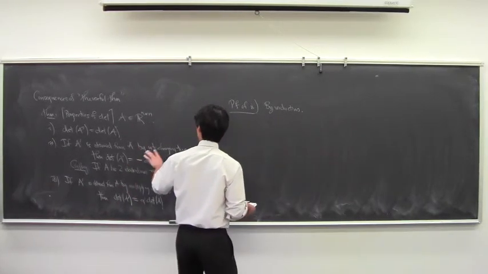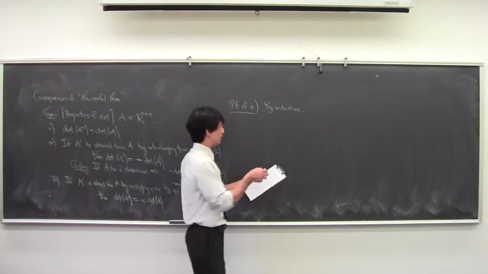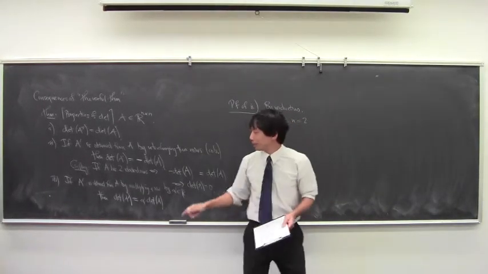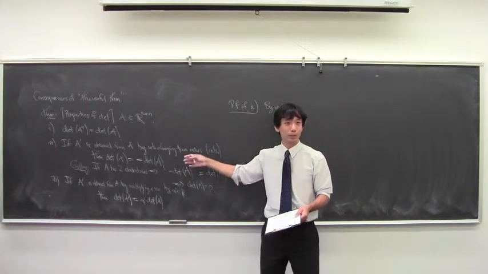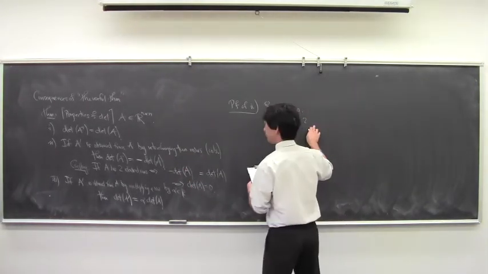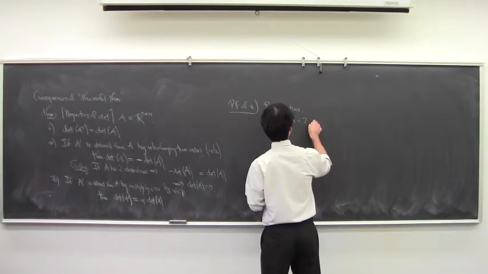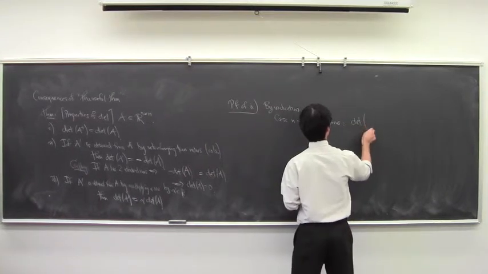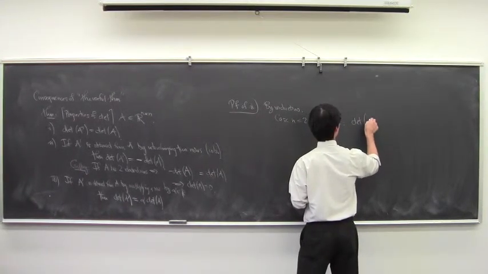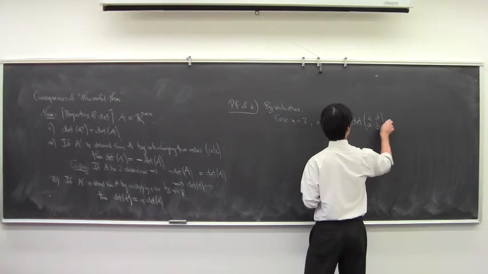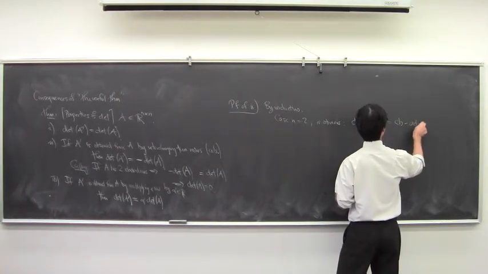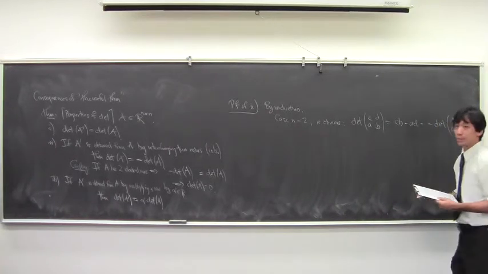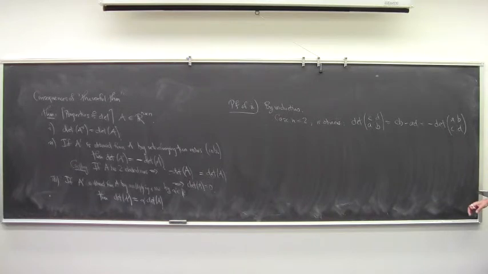In the case of 1x1s, it doesn't make any sense because there are no 2 rows to interchange. So for the 2x2 case, it's obvious. The determinant of [A, B; C, D] is CB minus AD, which is minus the determinant of [C, D; A, B]. So you just write it down. For 2x2s, it's obvious.